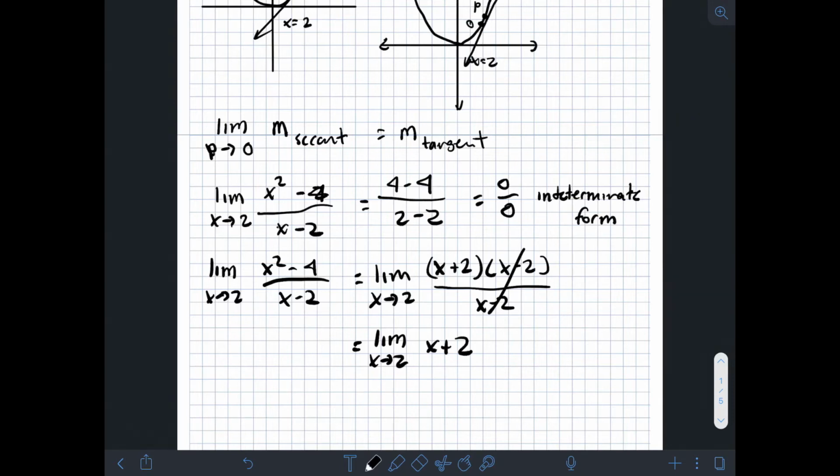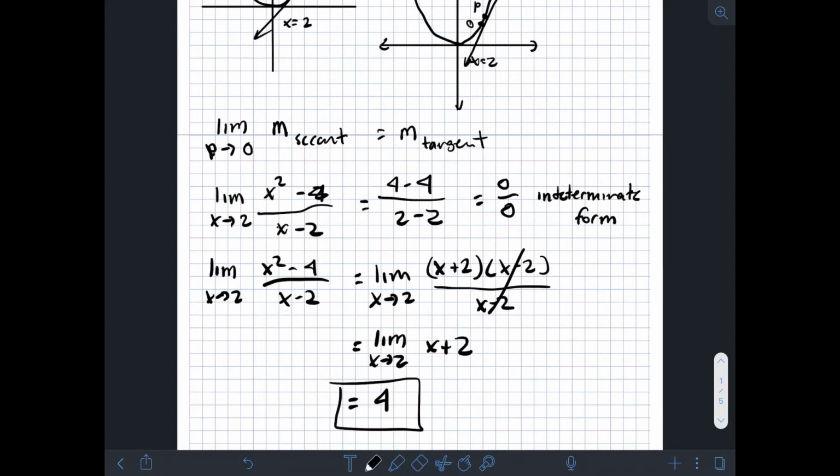And now this one's easy to solve. We just plug in 2 for x, and we get 4. This tells us that the slope of our secant line when x approaches 2 is going to be 4, which is also equal to the slope of our tangent line. This is the idea behind the derivative, but we'll get more into that in another video.